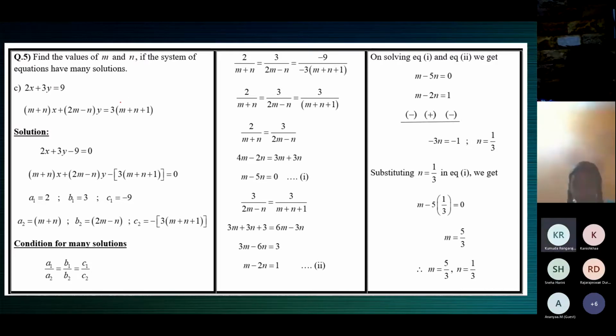I told you to write it in the standard form. Just put a bracket and take this whole thing to the other side with a minus sign preceding. Then when you write C1 and C2, this minus and minus will get cancelled. And then 3 3s are 9, 3 1s are 3. So you get 3 by m plus n plus 1. Do not blindly copy. Please understand, you can go through the answer first and then write down.